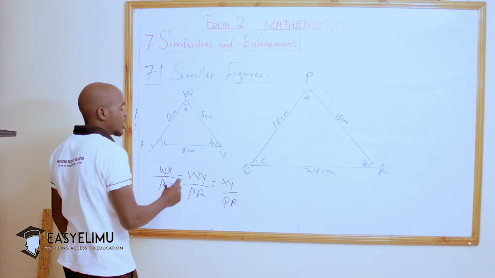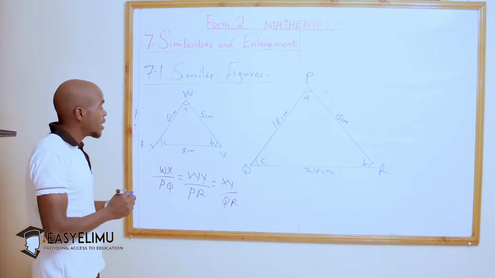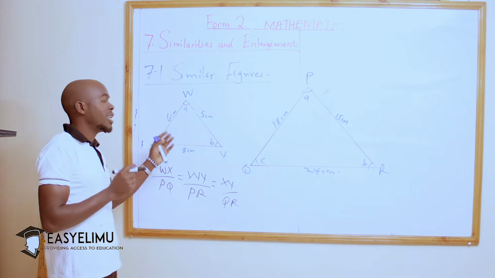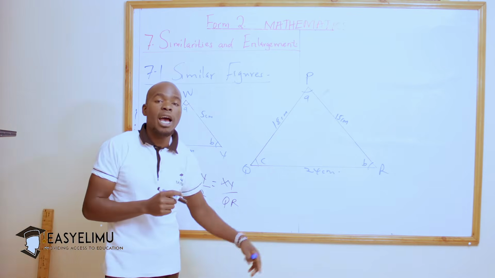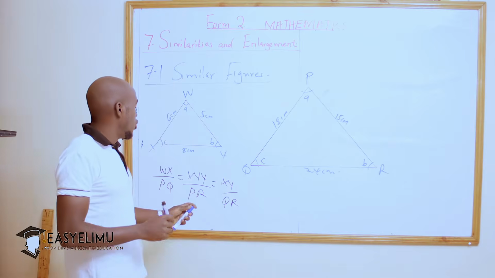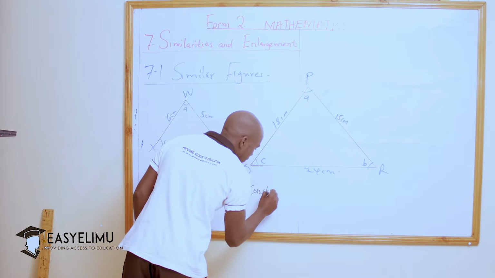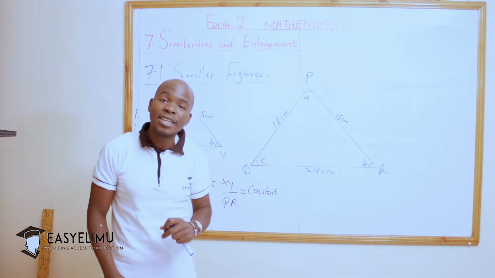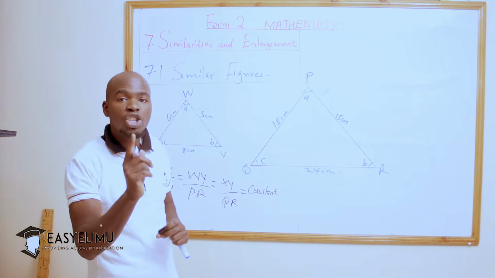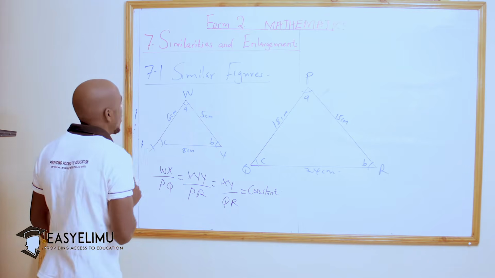Don't reverse and take QR over XY, because you will get the reverse of your answer. This is what you should do: you take the side here and its corresponding side on the other similar figure, and you find that this should be constant. If it is not constant, even if the angles are the same, the figures are not similar to each other.